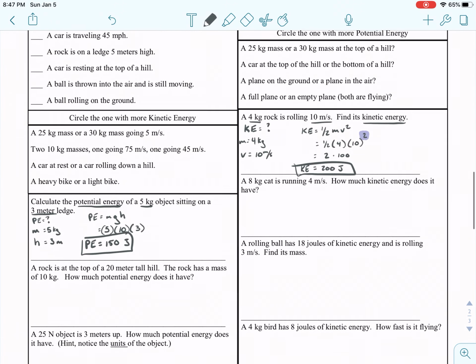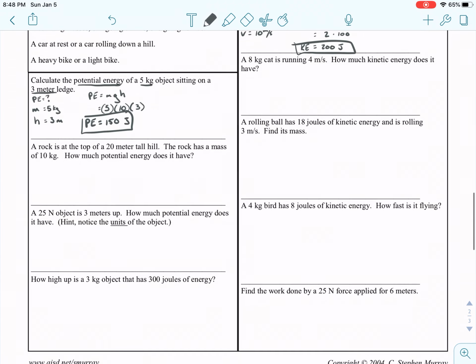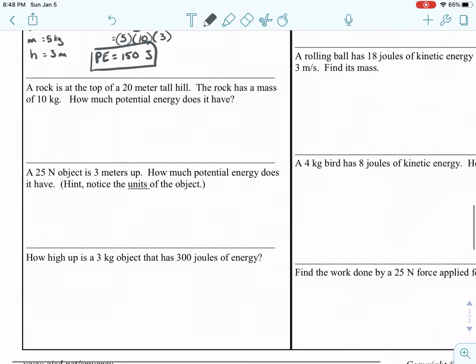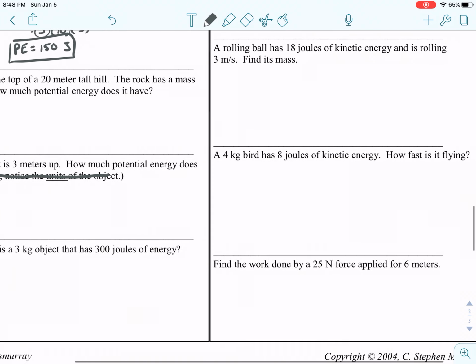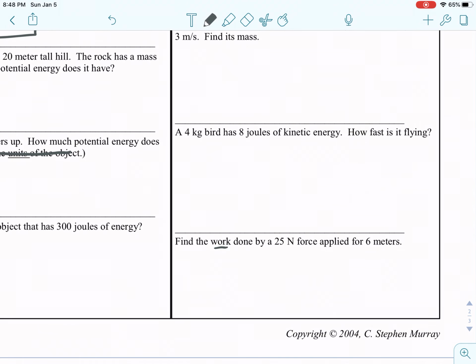So the only ones that might be a little bit confusing to you, there's two of them here that changed up a little bit. On this one, it says a 25 Newton object is 3 meters up. All I want you to do is just take that and have that say 25 kilogram object 3 meters up. Then this hint isn't needed, and you can do the problem just fine. And then the other one down here, it says find the work. You don't have to do this one, so you can skip it if you want. But for those of you that want to know, work is equal to force times distance. And so this problem really isn't all that hard now that you know that the amount of work an object does is equal to its force times its distance.